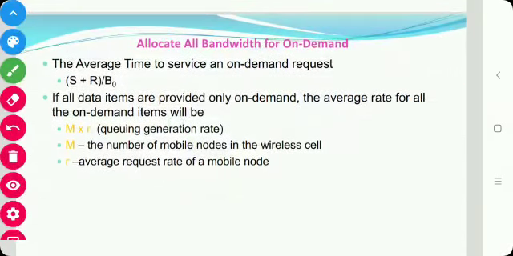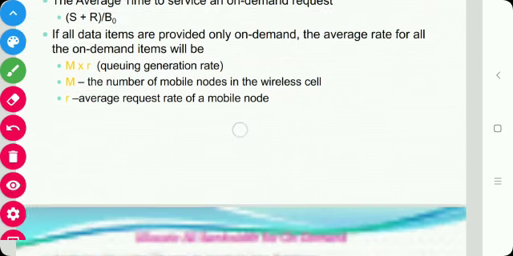The average time to service an on demand request is S plus R upon B0, where B0 is the bandwidth for the on demand channel. If all the data items are provided only on demand, meaning there is no broadcast channel, then the average rate for all the mobile node requests will be M into R, where M is the number of mobile nodes and R is the average request rate of a mobile node.